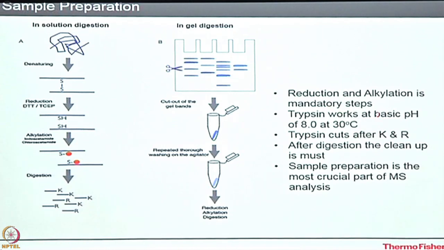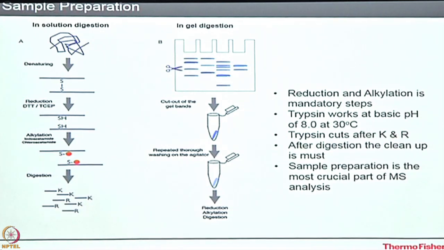Next, trypsin works in basic pH. So when you do the digestion procedure, that has to be in basic pH, more than pH 8, okay, and it has to be kept at 30 degrees. So these are the two criteria where trypsin works very well. And then trypsin, we all know, cuts after arginine and lysine.